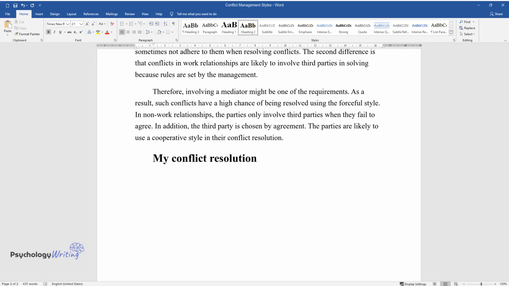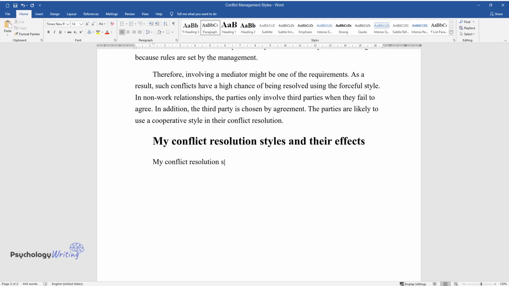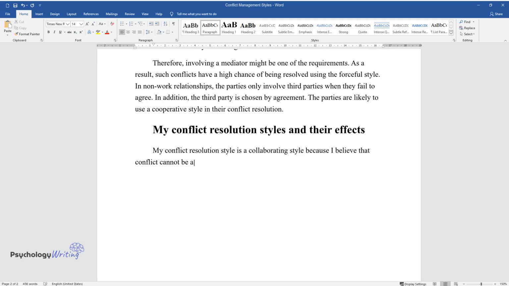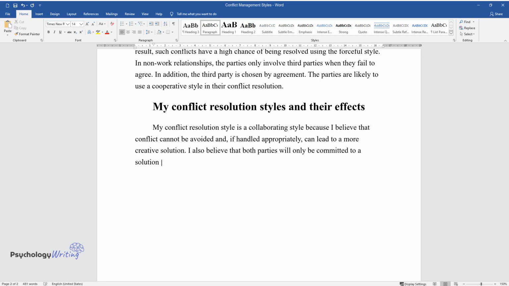My conflict resolution styles and their effects. My conflict resolution style is a collaborating style because I believe that conflict cannot be avoided and, if handled appropriately, can lead to a more creative solution. I also believe that both parties will only be committed to a solution if what is resolved at the end of the conflict is satisfactory to both of them.